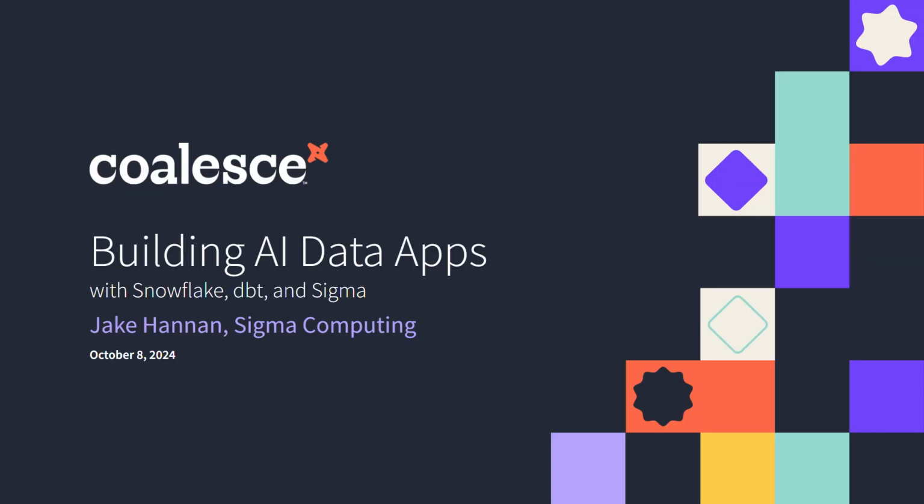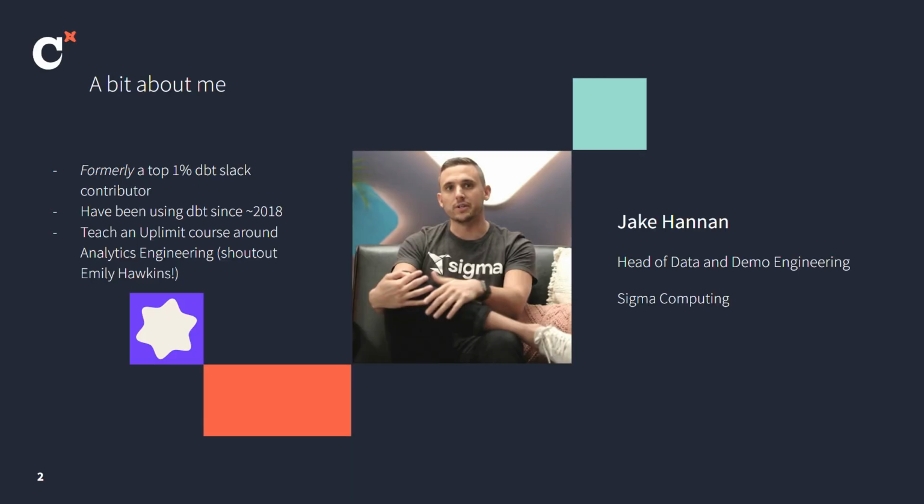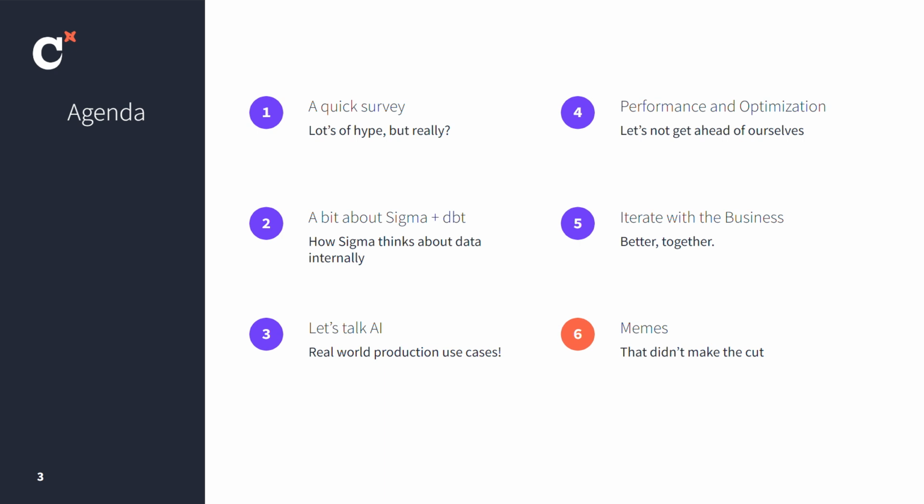So welcome to Building AI Data Apps with Snowflake, dbt, and Sigma. A little bit about me. I am the head of data and demo engineering at Sigma Computing. I was formerly a top 1% dbt Slack contributor, not on there so much anymore. I've been using dbt since right around 2018. I also helped teach an UpLimit course focused on analytics engineering. If anybody knows Emily Hawkins, she leads that course. She's awesome.